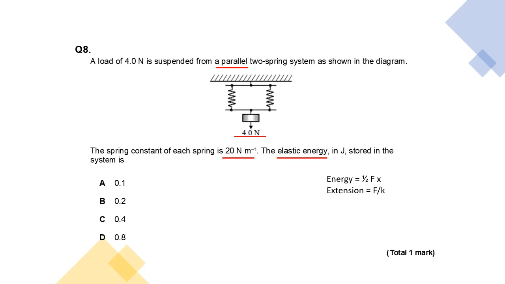That is where the tricky bit comes. They have given you the spring constant of each spring. This is a parallel combination. So you need to first think, what is the total spring constant for a parallel combination? And then you have to divide force by that. So you already know that in a parallel combination, the total spring constant is the sum of the individual spring constants. So the total here will be 40, extension will be 4 divided by 40, and then if you plug it back into the equation for energy, you will get the answer as 0.2 joules.